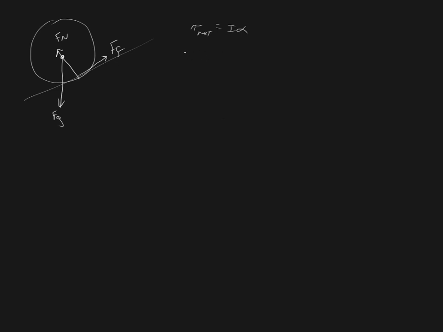So we have the torque due to friction is positive because it's making a counterclockwise rotation. Then we have plus the torque due to the normal force plus the torque due to gravity is equal to I times alpha. So this becomes R friction, F friction, sine of phi for friction, plus R normal, F normal, sine of phi for normal, plus R gravity, F gravity, sine of phi for gravity is equal to I alpha.